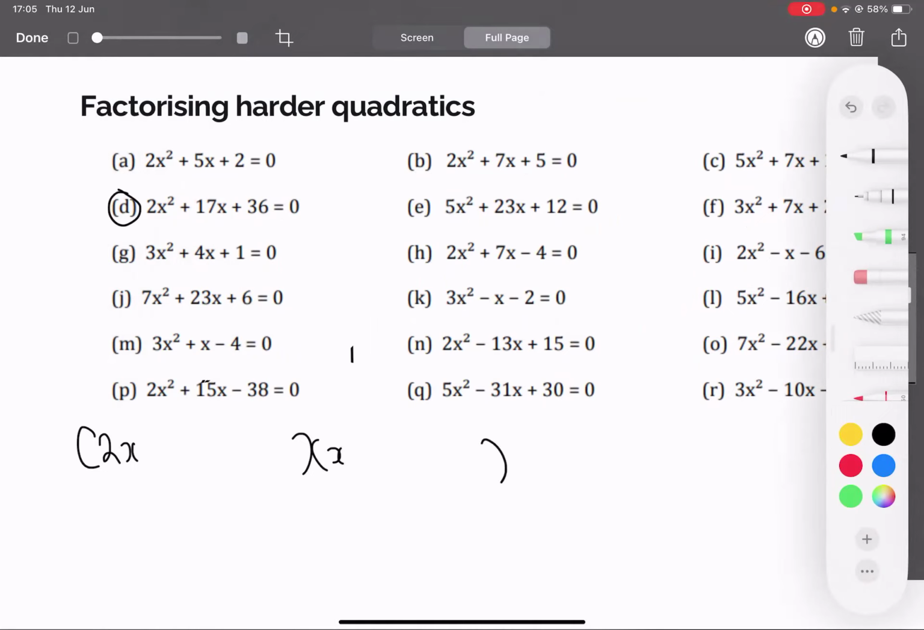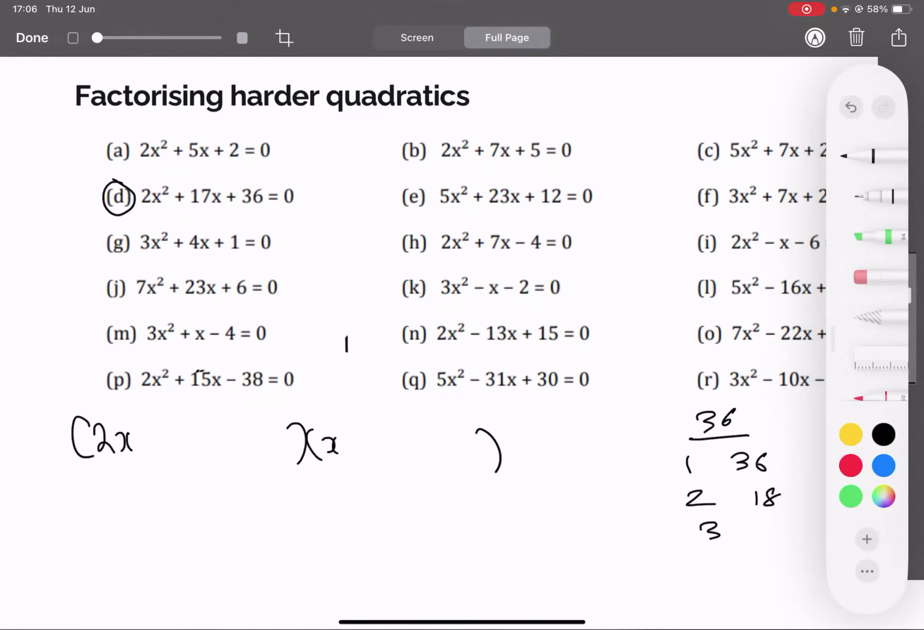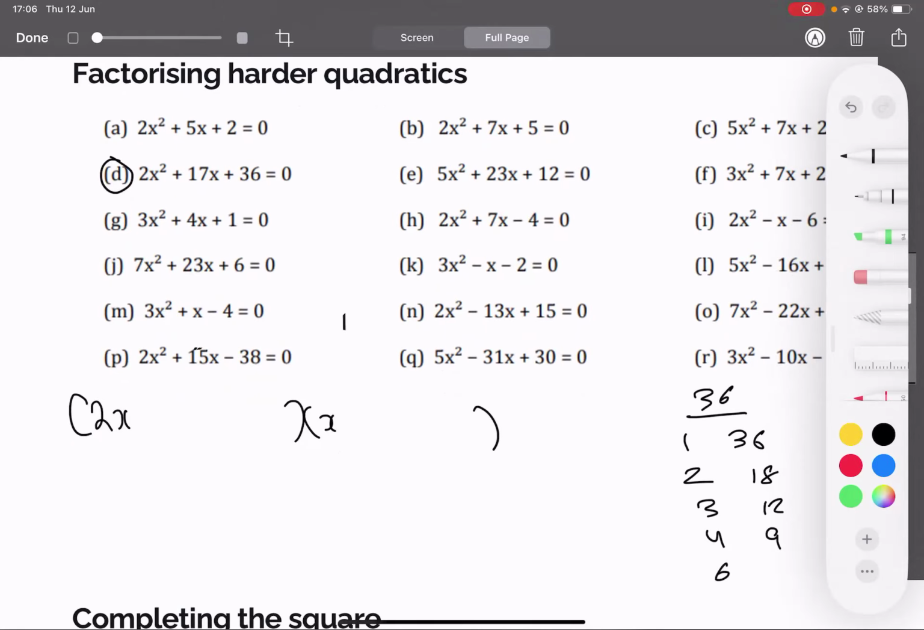They never make it that hard for the first bit. They'll just make it harder for the other two bits. So 36 has so many factors. So it could be 1 and 36, 2 and 18, 3 and 12, 4 and 9, 6 and 6, and then 9 and 4. So it'll repeat, okay? So I could pick any of these and the reverse of them, which is so long.